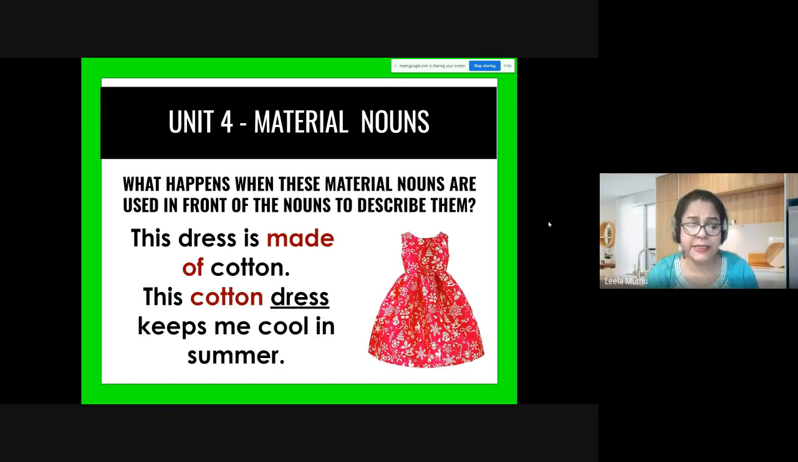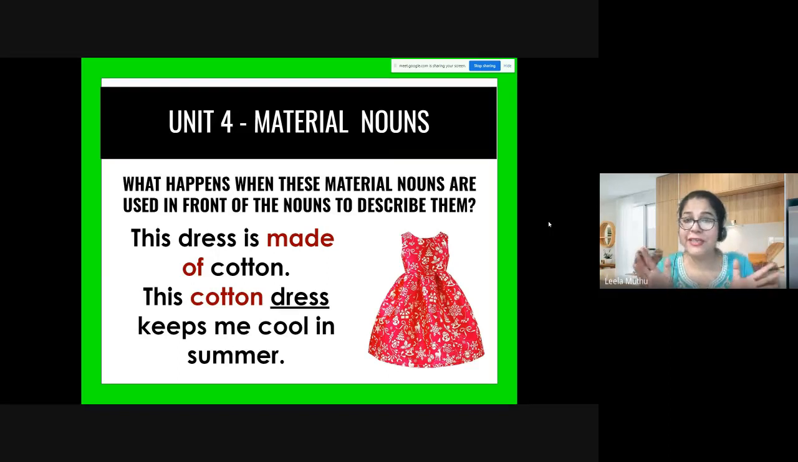Now look at these sentences. This dress is made of cotton. Easy peasy. Cotton in this case is used as a material noun. Now look at the next sentence. This cotton dress keeps me cool in summer. Now the noun dress, you know what kind of dress it is because of the word cotton in front of the word dress. So now it is an adjective. In the first sentence, it is used as a material noun. In the second sentence, it is used as an adjective.